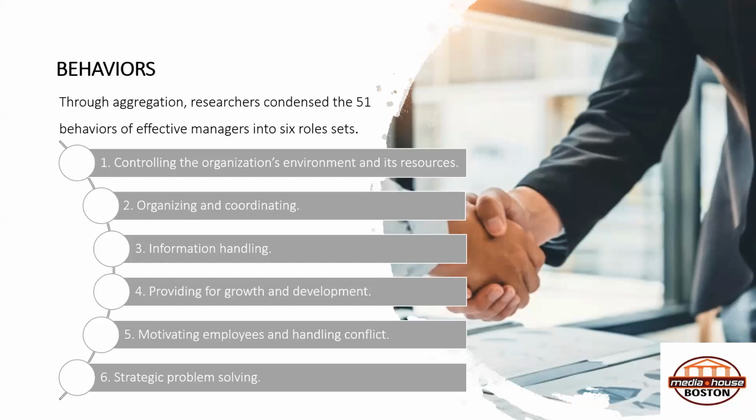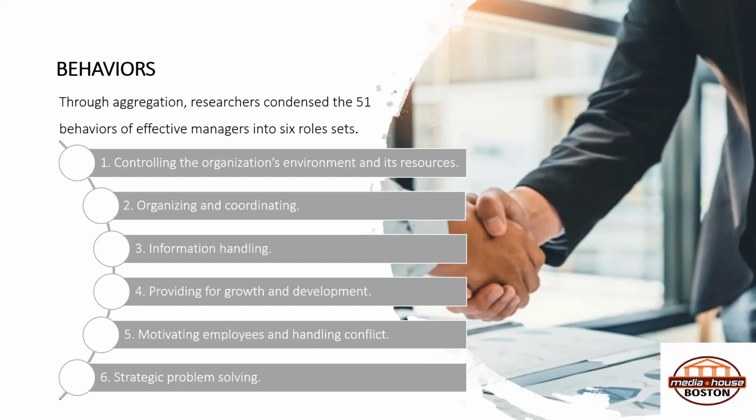Firstly, you should be able to control the organization's environment and its resources. You need to be able to organize and coordinate. You should be able to handle information. You should also be able to provide for growth and professional development, motivate employees and handle conflict, and be able to do strategic problem solving. So although we are saying that managers should be able to do the following 6 sets of roles and skills, these sets of skills are also extended to normal employees, you and I.